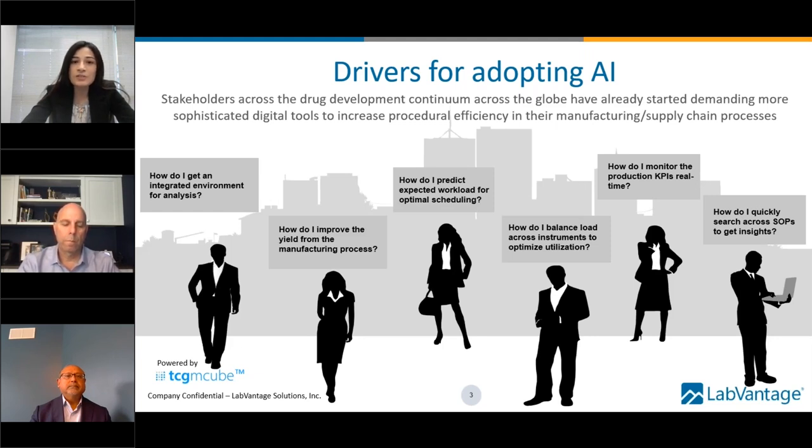And some of these questions are, how do I get an integrated environment for analysis? How do I improve the yield from the manufacturing process? How do I predict the expected workload in the lab through optimal scheduling? How do I balance workload across instruments, balance the instrument utilization? How do I monitor the production KPIs? There are so many KPIs to consider. How do I monitor them in real time? How do I quickly search across the hundreds of SOPs that we have to get quick insights?